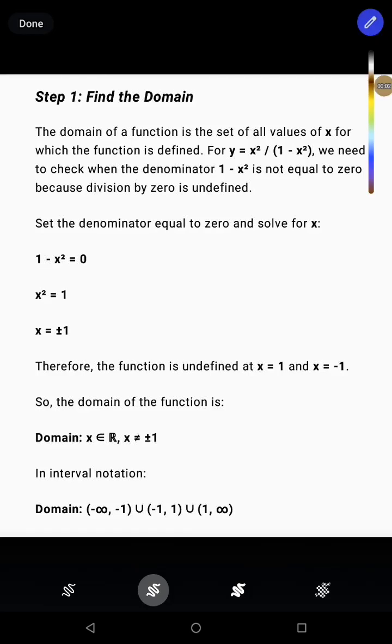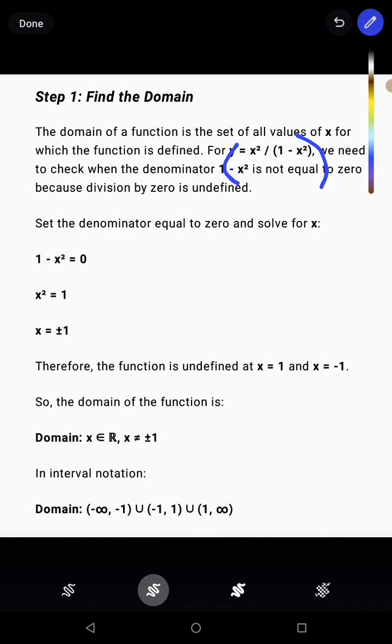So the next one now, they want us to find the domain and range of this function here. I like using the word "they" too much, I'm sorry. We want to find the domain and range of this function y equals x squared over 1 minus x squared.